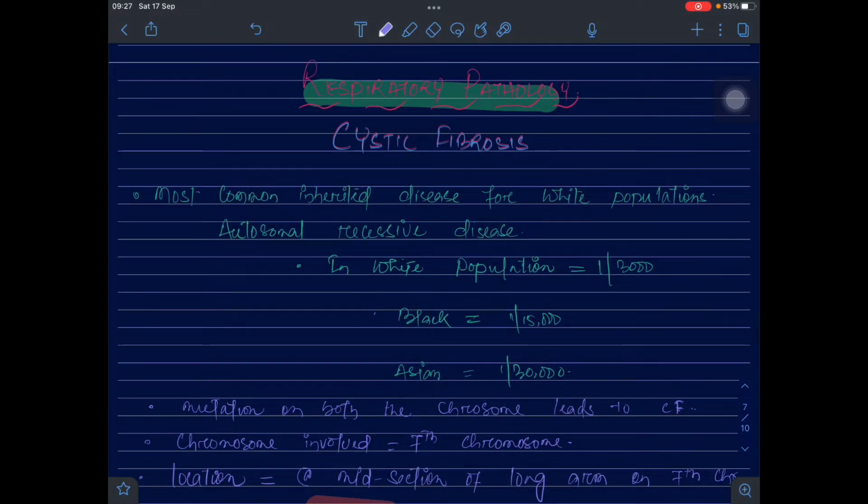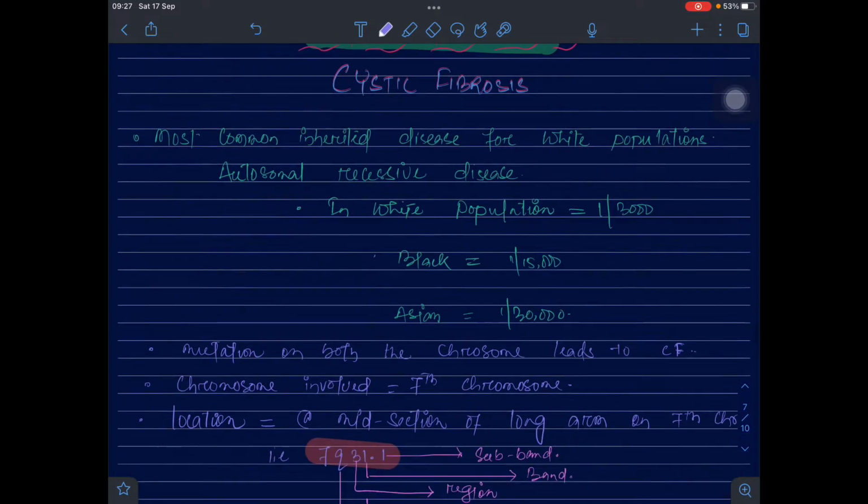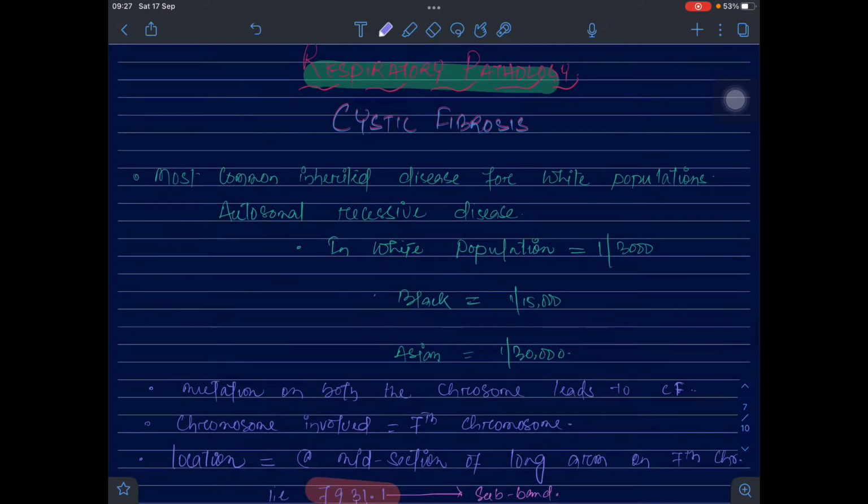In the last videos we have talked about pneumothorax, one of the topics from respiratory pathology, and today we will be talking about another topic from respiratory pathology itself, that will be cystic fibrosis. It is one of the important topics. Okay, so let's go into the topic and let's see what there is.